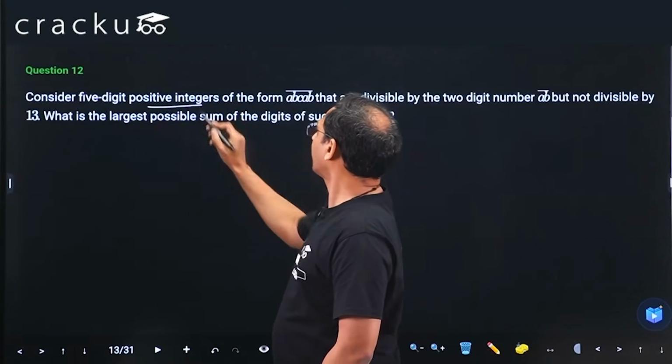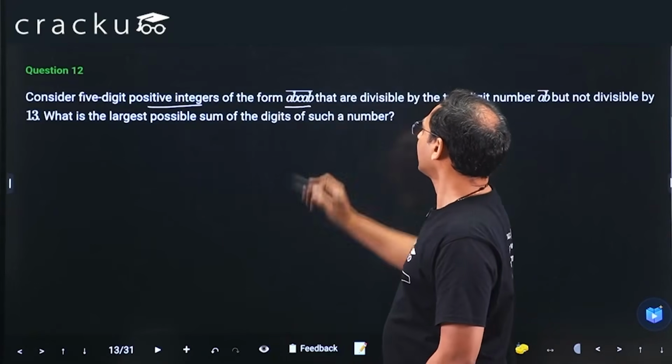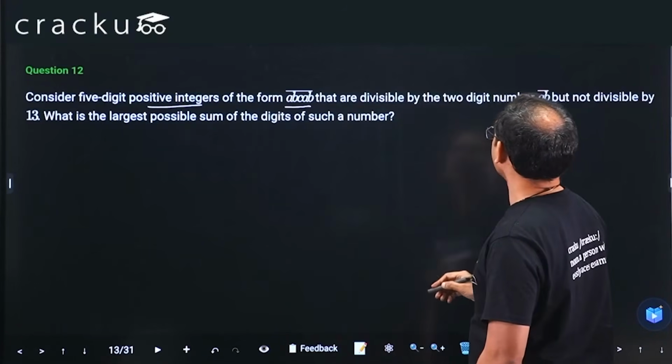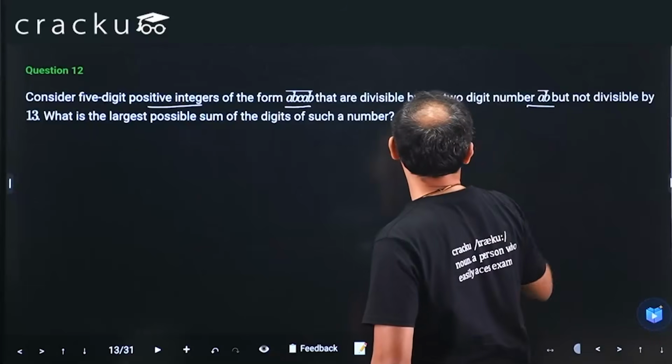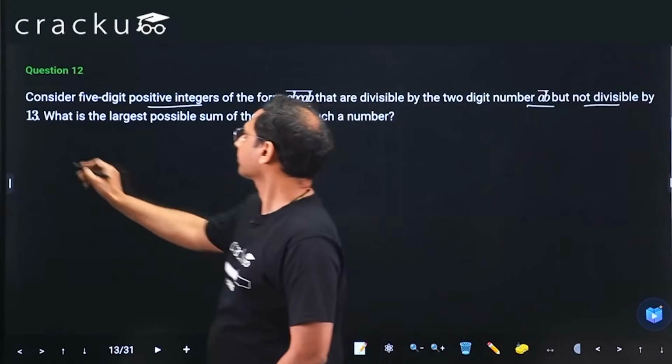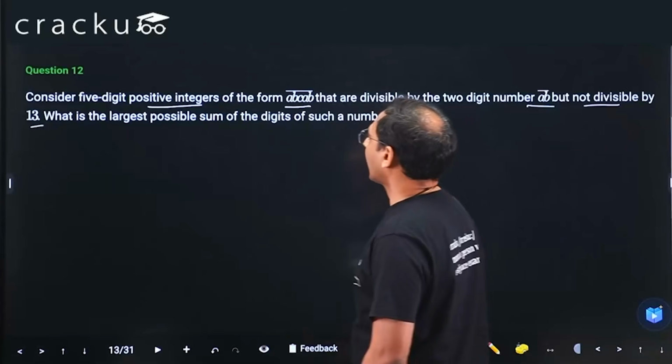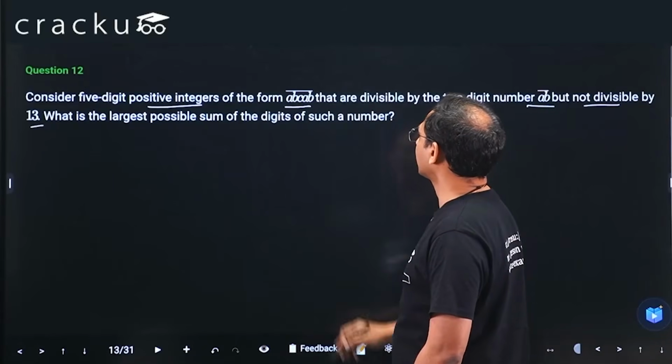Consider the 5-digit positive integers of the form a, b, c, a, b that are divisible by the 2-digit number a, b but not divisible by 13. What is the largest possible sum of the digits of such a number?